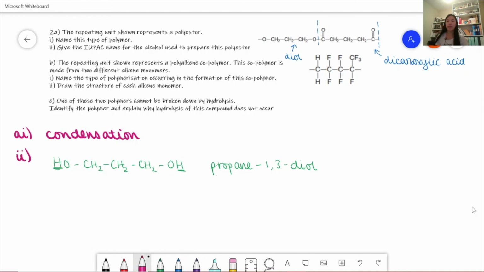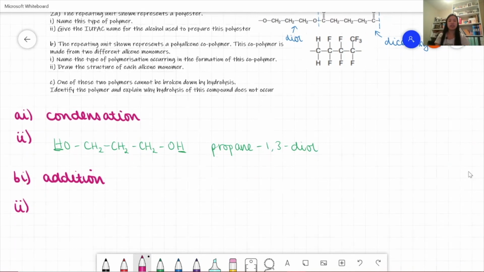And then for B, part 1, the repeating unit shown represents a polyalkene copolymer, and this copolymer is made from two different alkene monomers. So first we need to name the type of polymerization occurring, and so the other type of polymerization is addition, and this is when we add up loads and loads of alkene monomers to form a long chain molecule, which is a polyalkene. And then for 2, draw the structure of each alkene monomer.